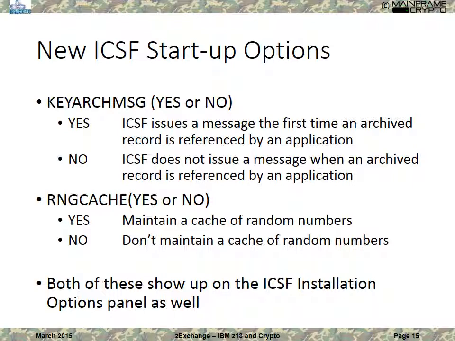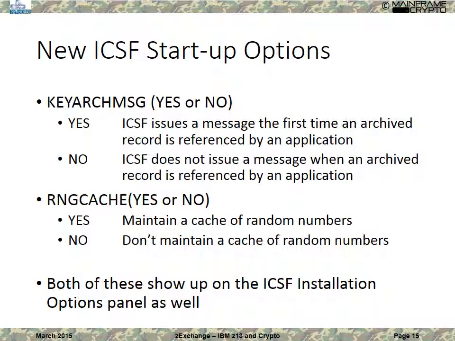It'll just generate a message to the job log so you can go back and check that and make sure you've got things configured properly. There's also a new startup option called RNG cache, and you can set that to yes or no. If you remember, back in HCR 7.7 IBM implemented the capability to generate a cache of random numbers. That'll give you better performance.